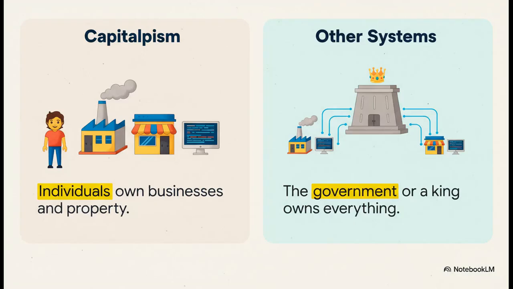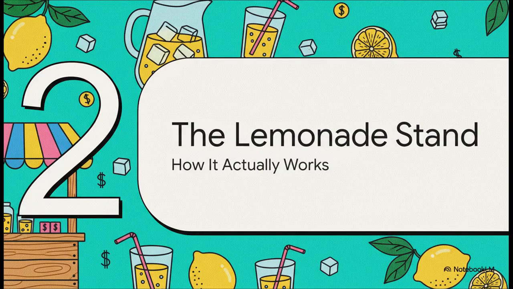And this right here gets to a really crucial difference. Who's in charge? In a capitalist system, the means of production, the factories, the stores, even the software code, it's all owned by private people and companies. That's a huge contrast to other systems where a central authority, like the government or a king, owns and controls basically everything.